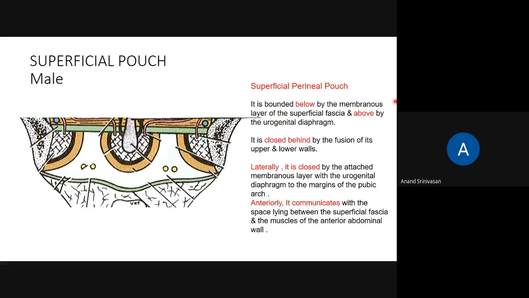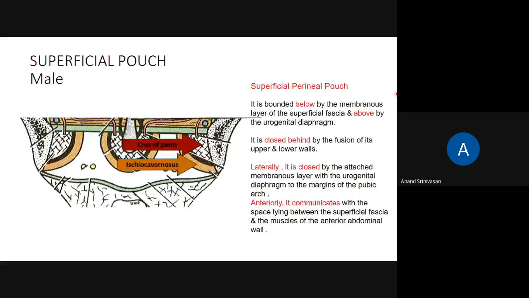All right, this is a coronal section. In this section you can see the superficial perineal pouch, and this is the bulb of urethra, and that's the bulb of penis. This is covered by the bulbospongiosus muscle. That is the crus of penis, which is covered by the ischiocavernosus.